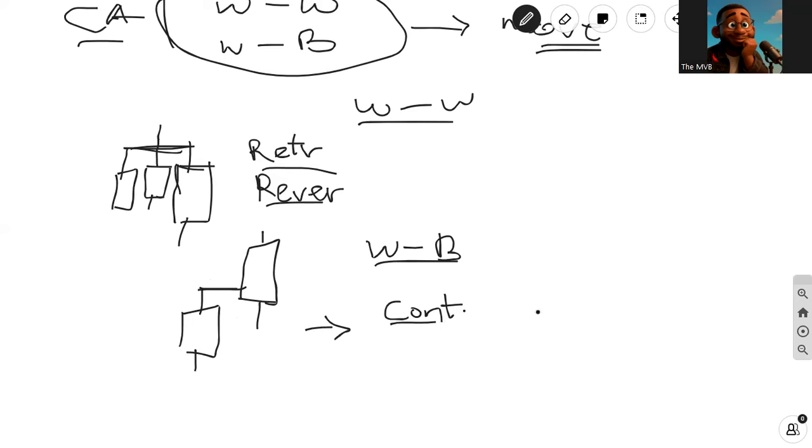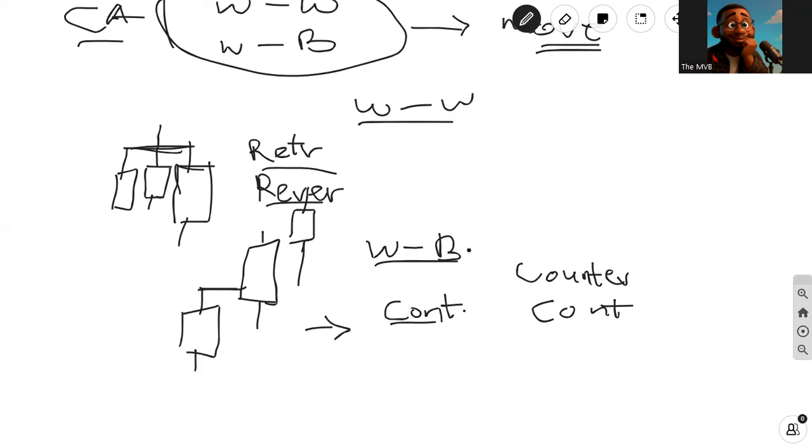And sometimes it can perform a counter first, and then a continuation. Or sometimes it's just going to perform a continuation. So you may either see a candle printing a wick first, then a body to continue the move, or you just see a small wick, then a continuation.